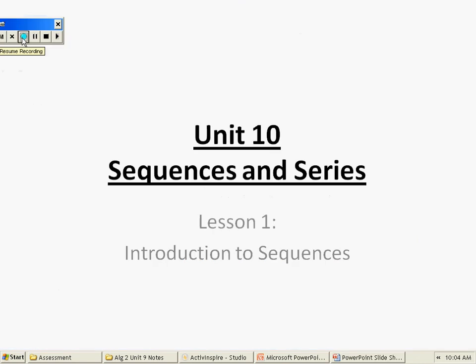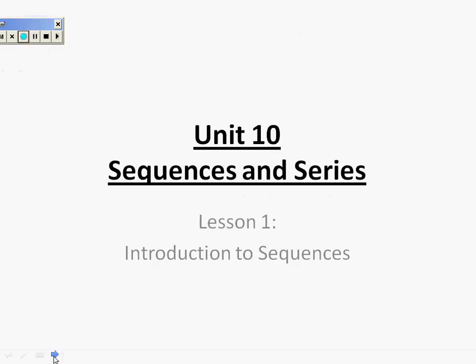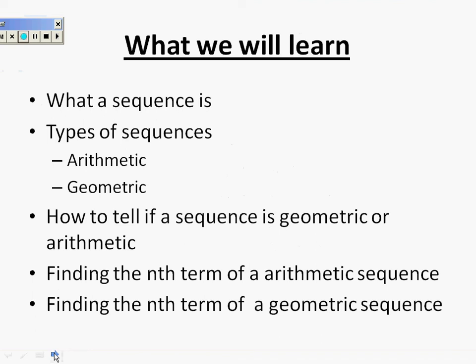So we're going to start up a new unit on sequences. We'll see what that is today. So we'll talk about first what a sequence is. Then we'll talk about two main types, arithmetic and geometric, and how to tell if it's arithmetic or geometric. And then after that we're going to look for something called the nth term formula. And then that would be for both arithmetic and geometric.